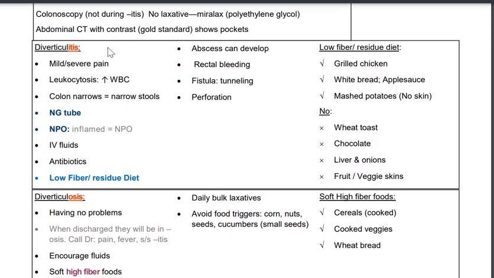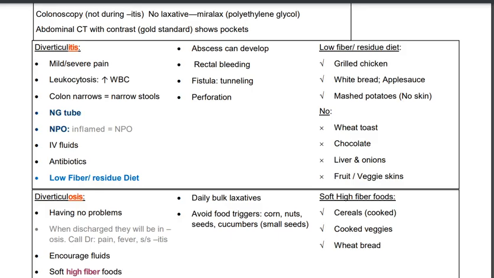When you have diverticulitis, that's the inflammation and the infection, right? It says mild to severe pain. I'm going to tell you, every patient that I've seen has severe pain with it. Their white blood cells will be up. Their colon, like I told you, the tissue changes and it thins out.